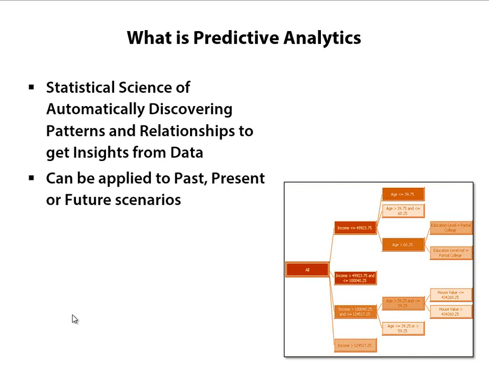It can apply to past, present, or future scenarios. A lot of folks think of predictive and they think about future. However, predictive is often used in the real world for past and present behavior. Things like customer segmentation are based on past activities, and fraud is often on a current activity, a current transaction that is happening in the here and now.